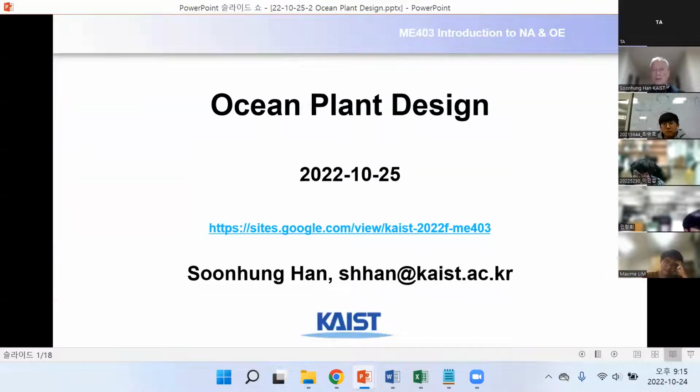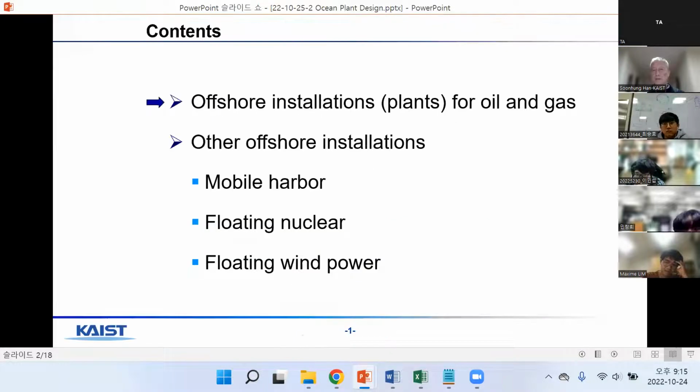So it is about the ocean plant design, how to design an ocean plant. Usually the ocean plant is called offshore structures, in other words. And the main commercial application is oil and gas development. There are other offshore installations such as a mobile harbor, floating nuclear power plant, and floating wind power system.